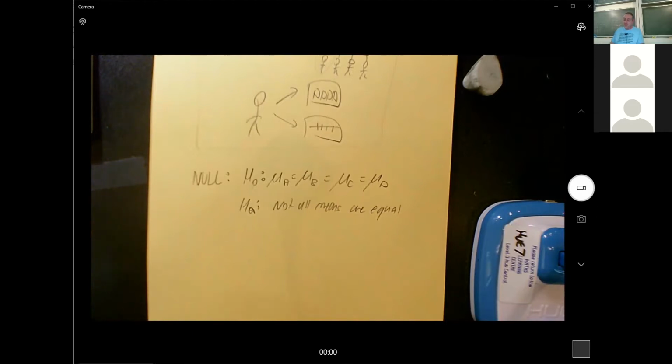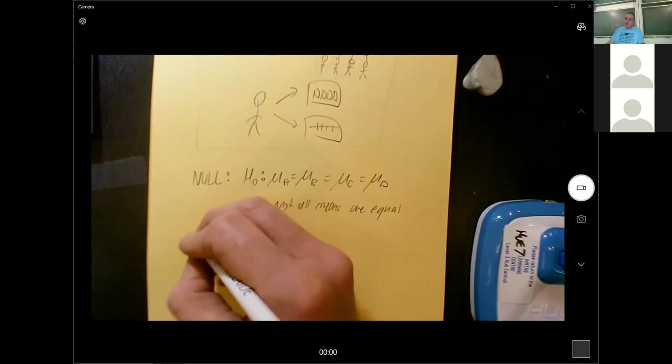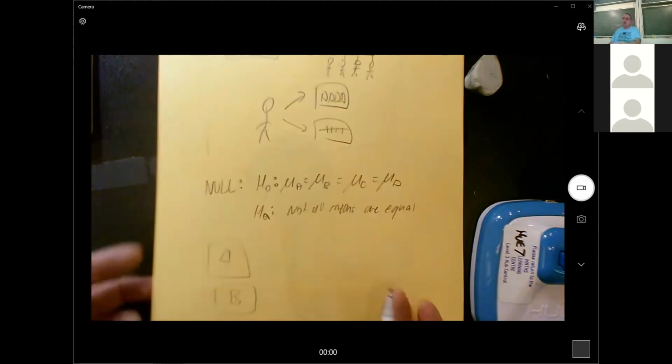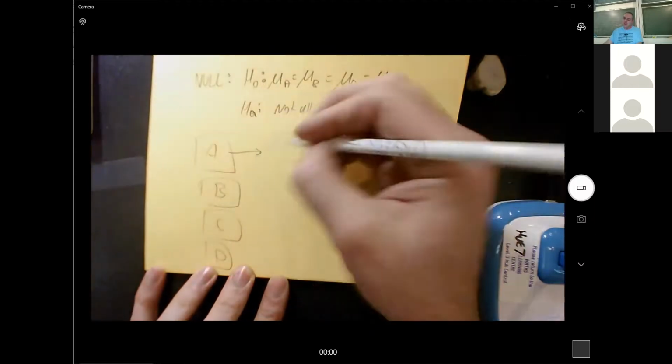So what we're imagining here is that we've got 4 groups of people, or they might not be people, they could be anything, and every one of them has a group mean.